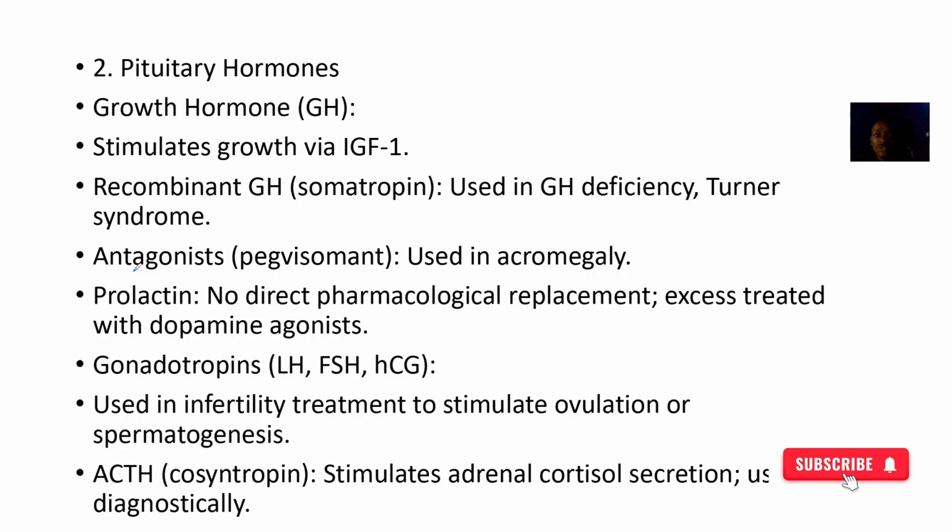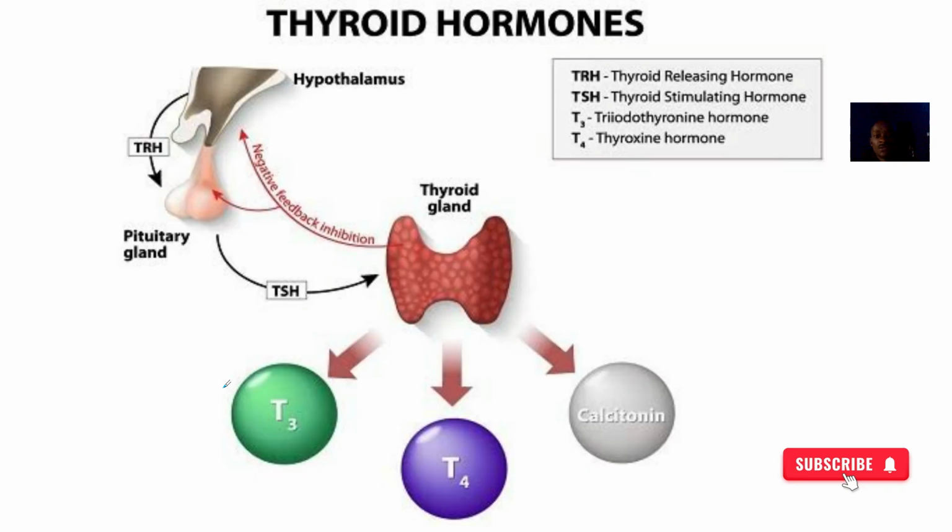They also have the pituitary hormones. Okay, like the growth hormone stimulates the insulin growth factor. So we have drugs that will actually prevent it. Let me say somebody's growing too much, so you want to give some drugs that should prevent it. So we have drugs like the pegvisomant, also the prolactin. They will have the gonadotropins. They are used mainly for infertility treatment to stimulate ovulation or spermatogenesis.